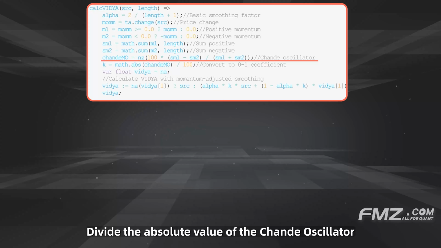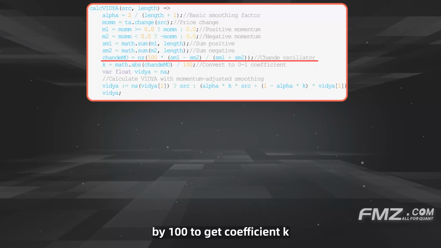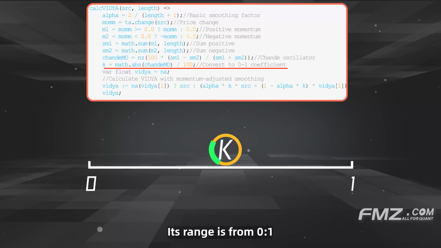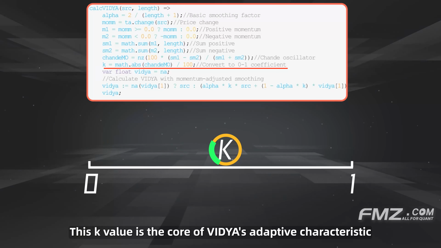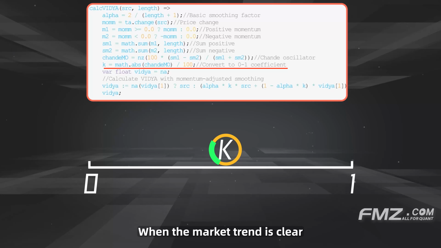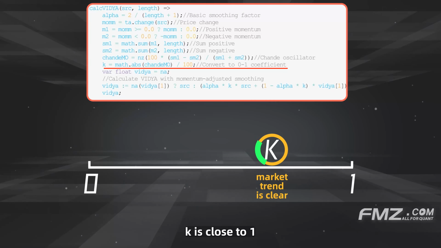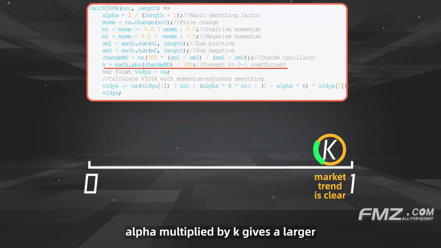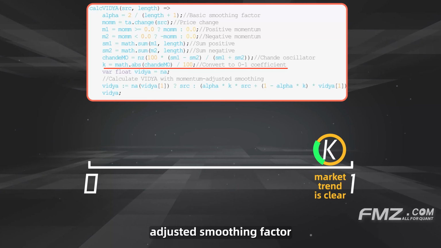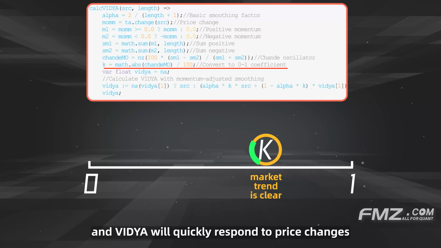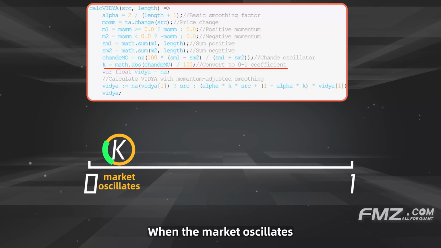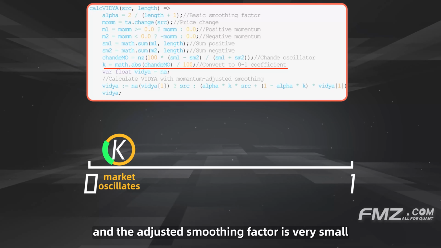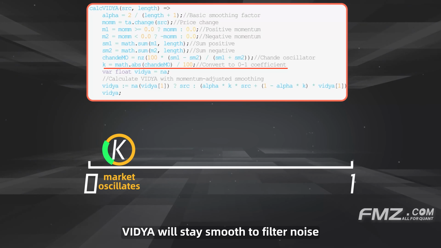Divide the absolute value of the Chande oscillator by 100 to get coefficient K. Its range is from 0 to 1. This K value is the core of VIDYA's adaptive characteristic. When the market trend is clear, K is close to 1. At this time, alpha multiplied by K gives a larger adjusted smoothing factor, and VIDYA will quickly respond to price changes. When the market oscillates, K is close to 0 and the adjusted smoothing factor is very small. VIDYA will stay smooth to filter noise.